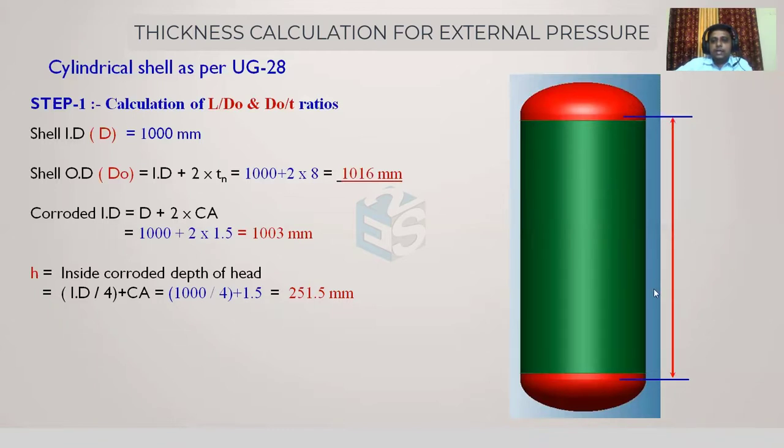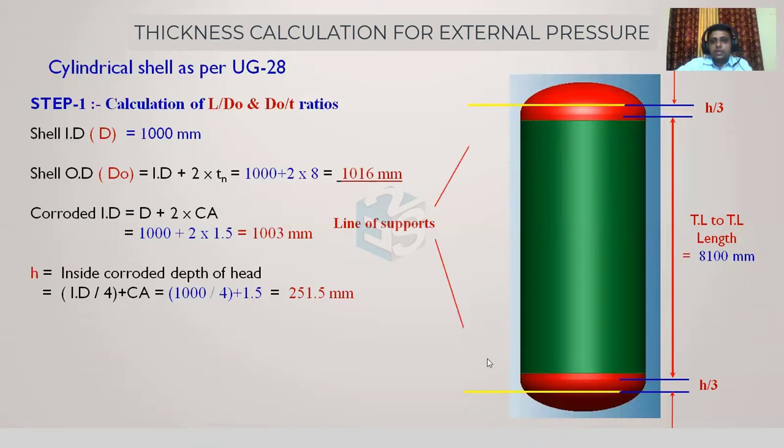So this value of H we need to consider. This tan to tan length has been given to us as 8100 mm. SF has been given to us as this. The distance between the tan line and the line of support is H by 3, and this H by 3 we have calculated, and this is nothing but our line of support. And the distance between this line of support is called distance L. That is what we are going to use in our calculation. So L is nothing but the distance between the line of support.